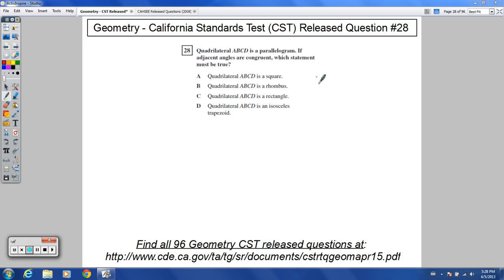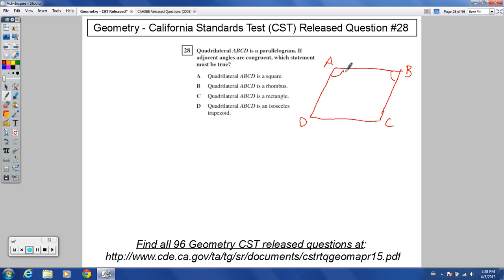Let's draw a parallelogram first. Oh man, you gotta draw pictures. It's so helpful. If you're trying to think about this in your head, it's really, really difficult. So draw the picture, draw a parallelogram, ABCD, and adjacent angles are congruent. So we're saying this one is congruent to this one.